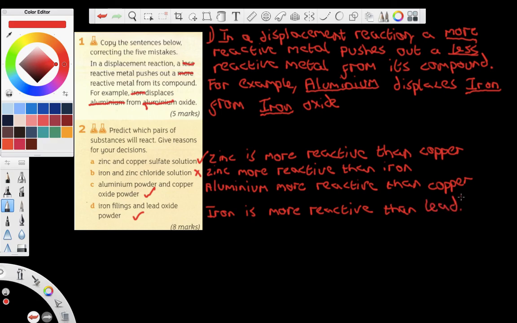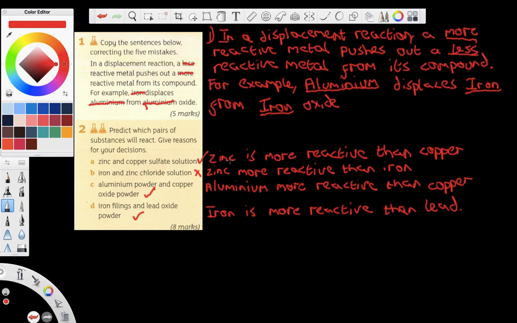So this was for 8 marks. You get 1 mark for saying if the reaction would take place or not. So for A, there would be a reaction. B, there wouldn't be a reaction. C, there would be a reaction. D, there would be a reaction. And you get the other 4 marks for saying why.